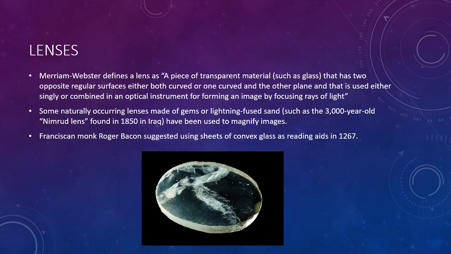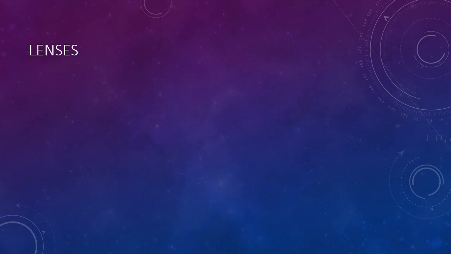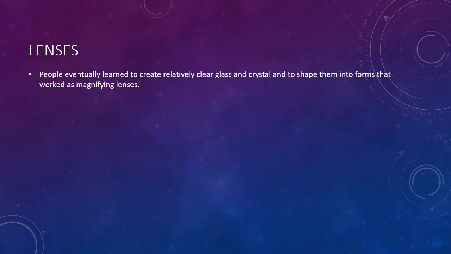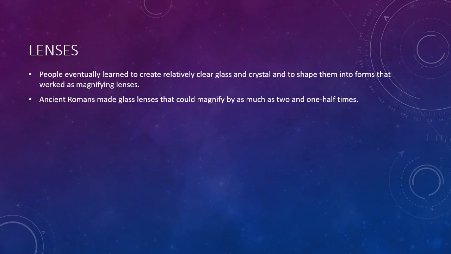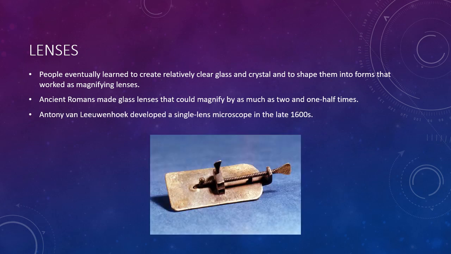Franciscan monk Roger Bacon suggested using sheets of convex glass as reading aids in 1267. Lenses. People eventually learned to create relatively clear glass and crystal to shape them into forms that worked as magnifying lenses. Ancient Romans made glass lenses that could magnify by as much as 2½ times. Anthony van Leeuwenhoek developed a single-lens microscope in the late 1600s.